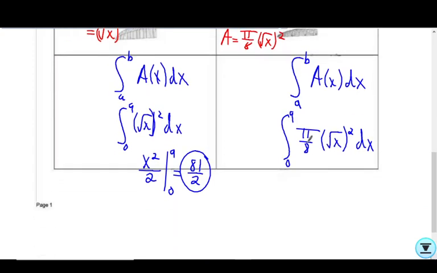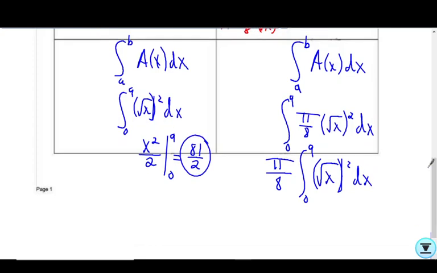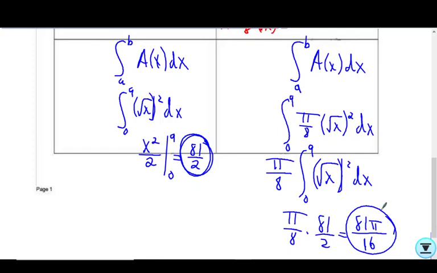Now, pi over 8 is just a constant, so we have an integration rule that says that we can just move that out, and it will multiply it at the end. So we end up with the square root of x squared from 0 to 9 dx. And we already know the answer to that. We just did that in the last problem. So basically, this is just pi over 8 times 81 over 2, which is 81 pi over 16. And that's our answer.